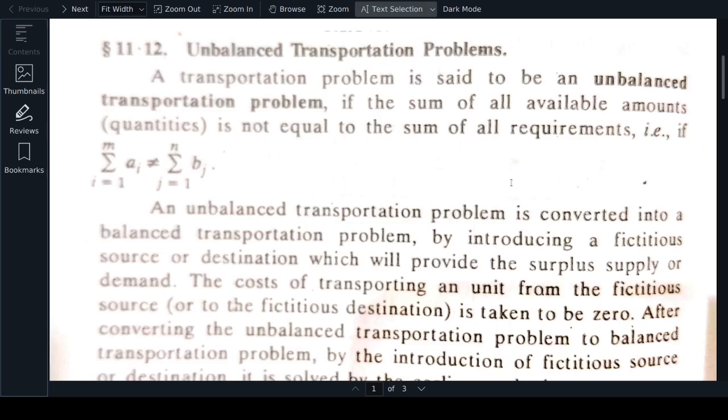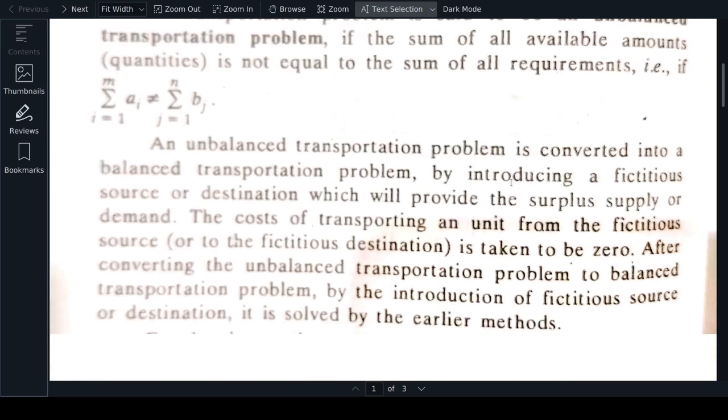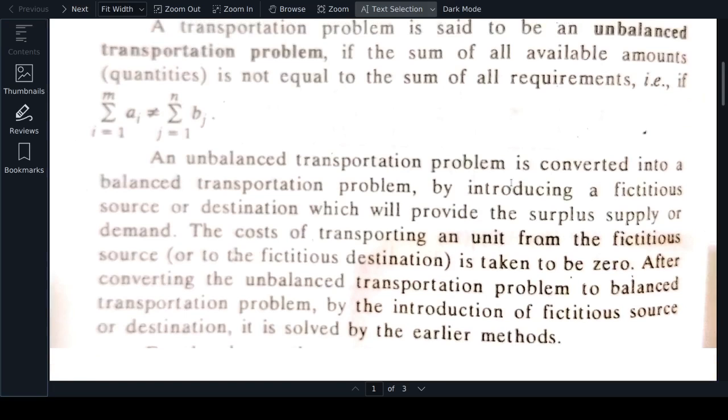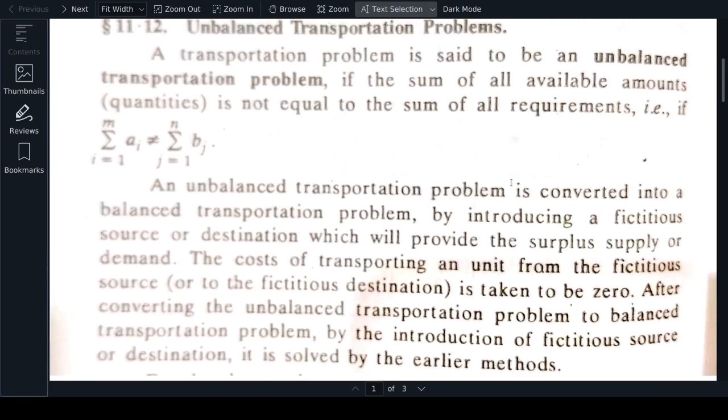So suppose 3 rows, then A1, A2, A3, and 4 columns, then B1, B2, B3, B4, like this. So summation of Ai, i varies from 1 to m, is not equal to summation of Bj, j varies from 1 to n. If these are not equal, then this is called the unbalanced transportation problem. Means the sum of all available amounts is not equal to the sum of all requirements.